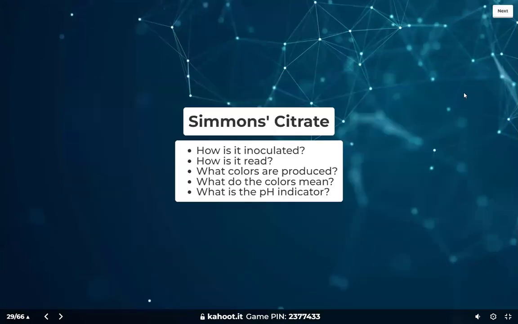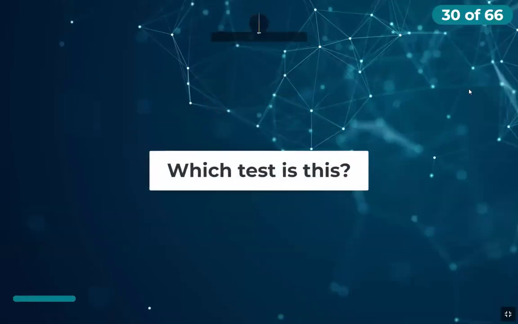Know how Simmons citrate is inoculated. Simmons citrate is a slant, and we inoculate it like a regular slant, right? Surface slant. How do we read it? We're looking for the color change from green to blue. We start out green, we might turn blue. What does the blue mean? We made an alkaline product from using citrate as our sole carbon source. And what is our pH indicator? Bromothymol blue. All right.